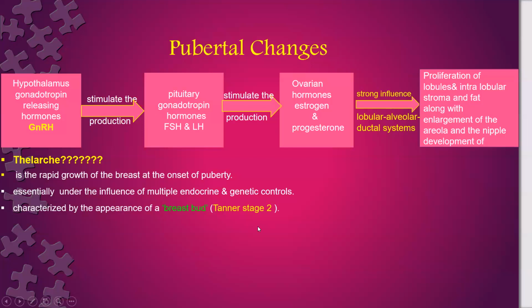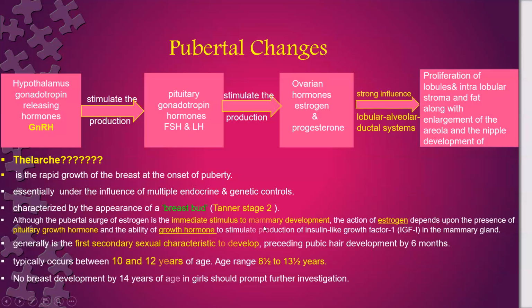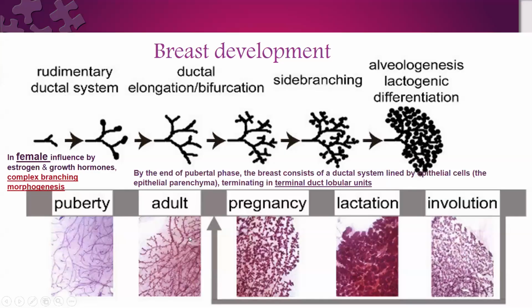Yes, it precedes the pubic hair by about 6 months. As we mentioned, it is due to stimulation of estrogen and pituitary growth hormone, and it is the first sexual characteristic. It is generally between 10 to 12 years, but can range from 8 to 13. After 14 has to be investigated.